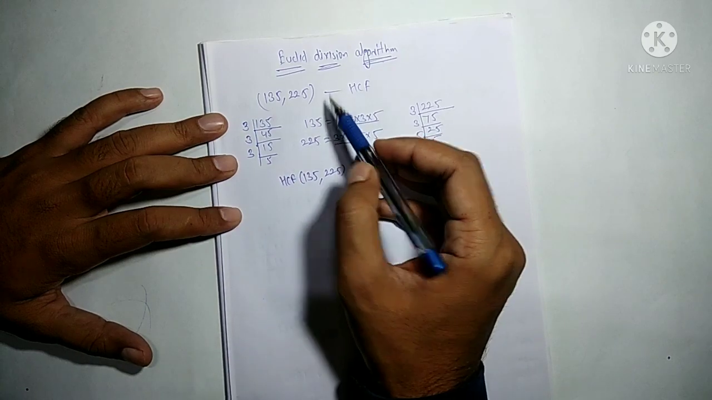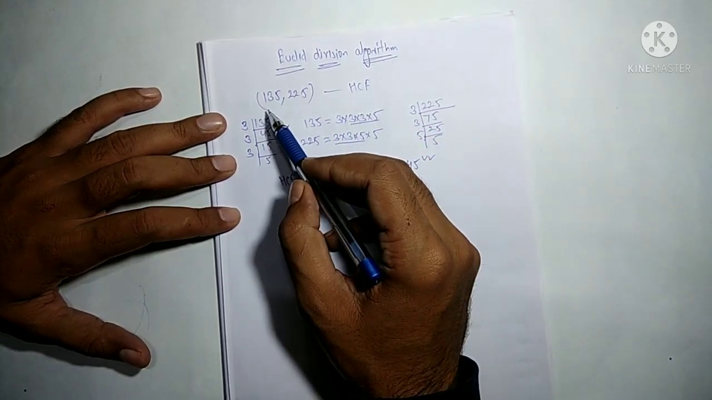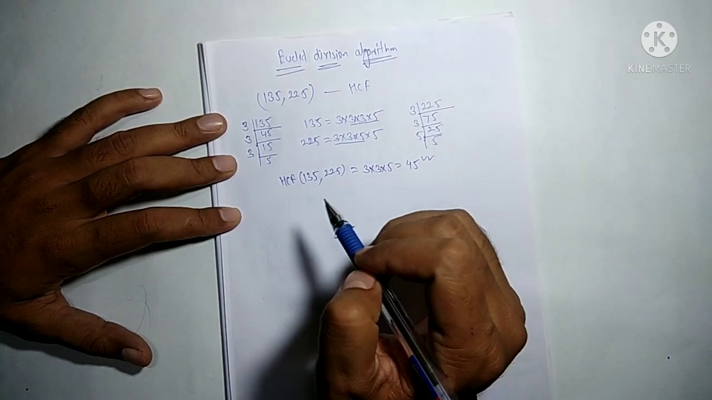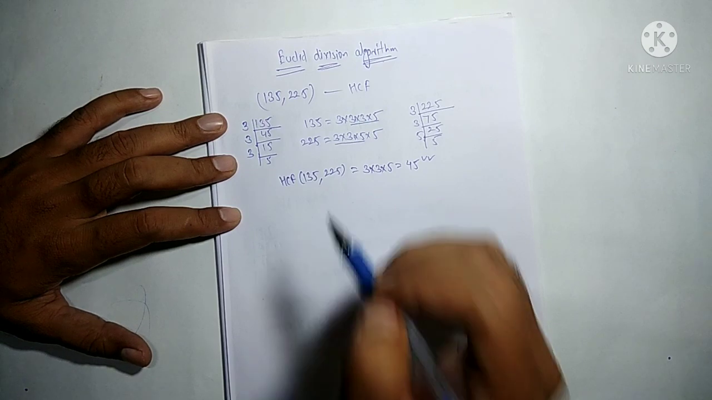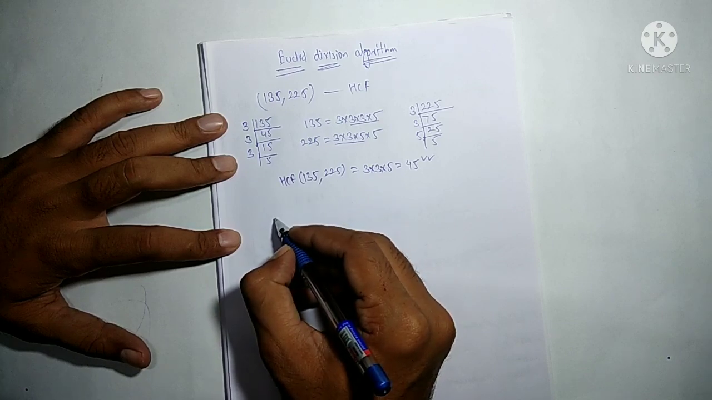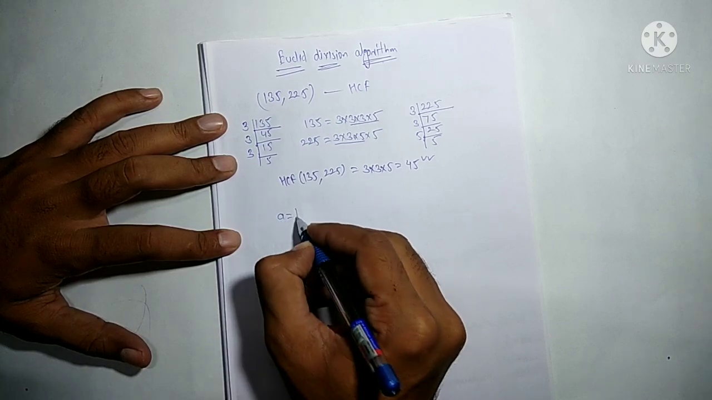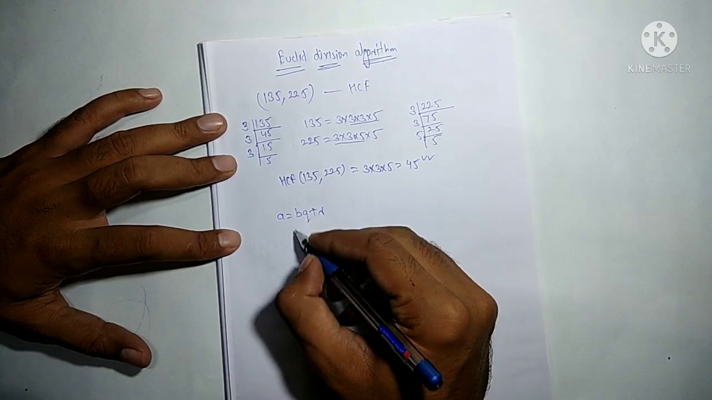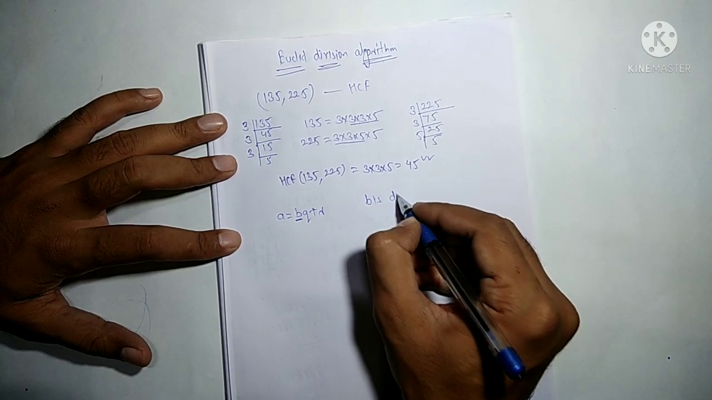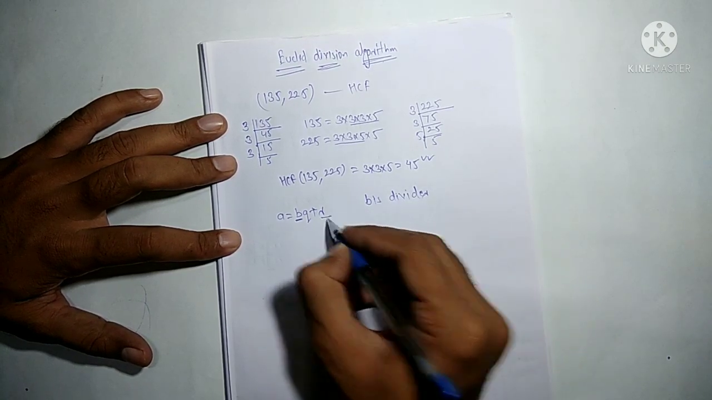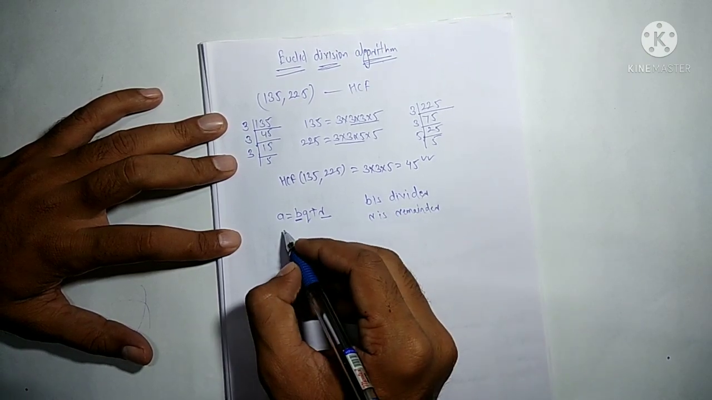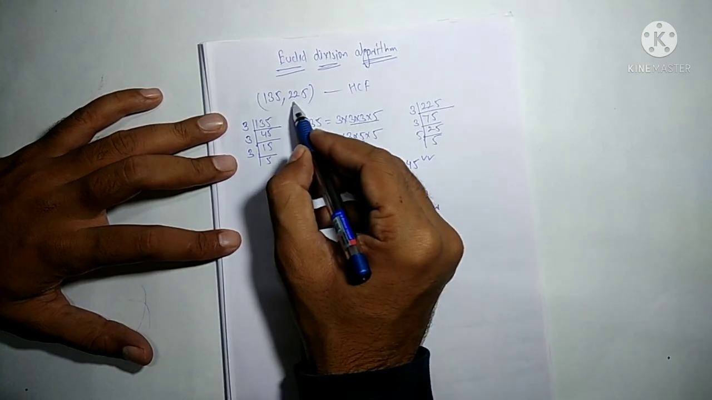Okay. Now we apply the Euclid division algorithm to find the HCF of 135 and 225. We start with the larger integer, that is 225. Then we use Euclid's lemma to get a particular form, which I write down here: A equals B Q plus R. Here B is the divisor and Q the quotient, and R is the remainder.